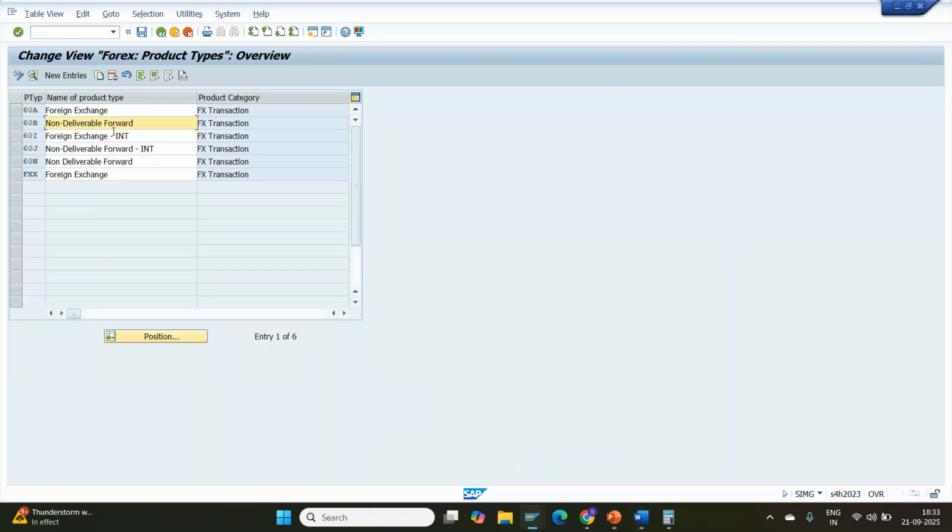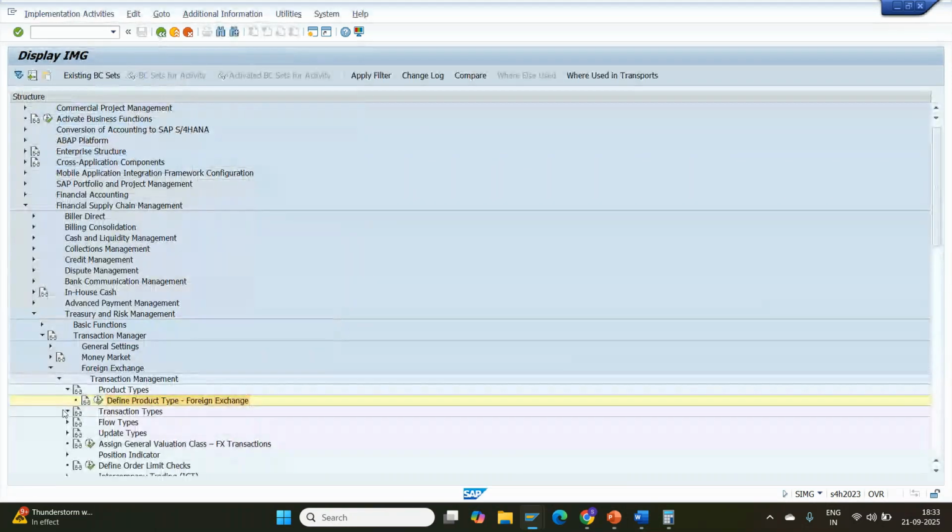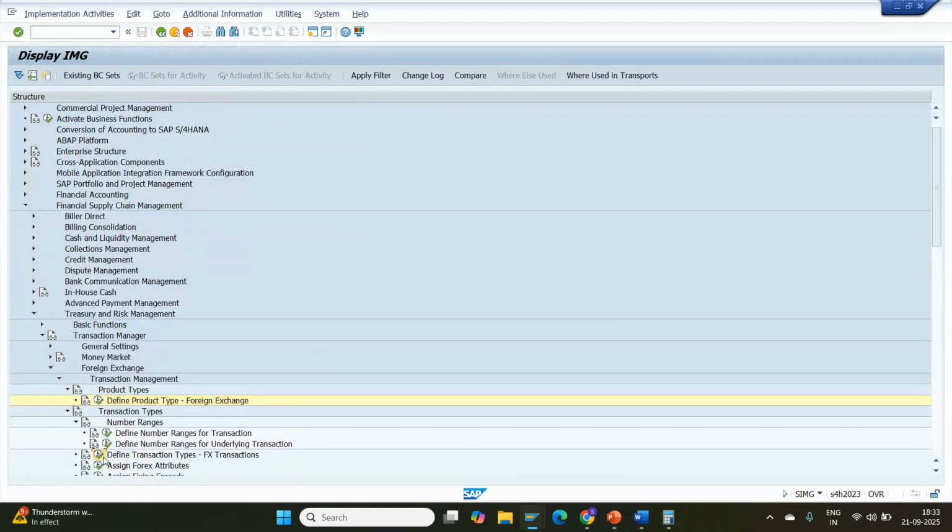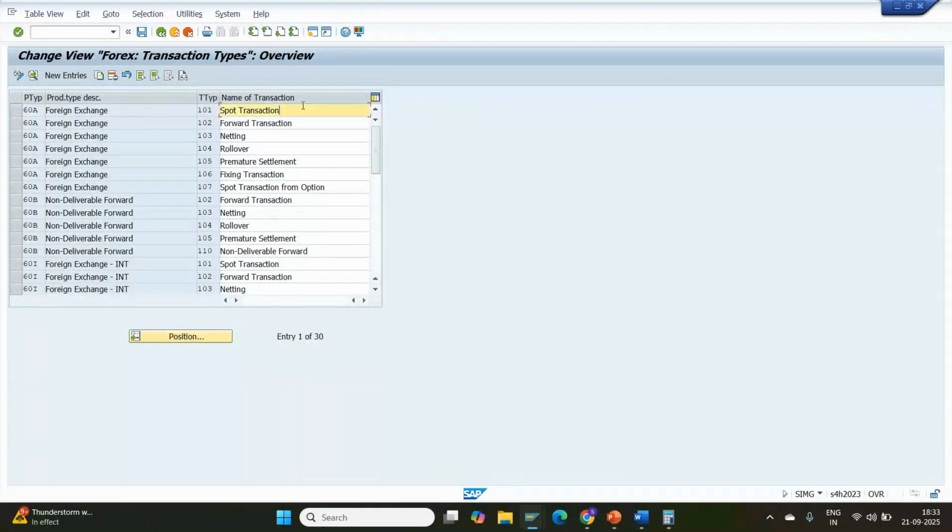So here we have foreign currency transactions. Here we will implement in foreign exchange. What is foreign exchange? In foreign exchange, we have different types of transaction types. There is a spot transaction, forward transaction, premature settlement, and rollover netting. What is a spot transaction? It means immediately purchasing from the vendor. And forward transaction.